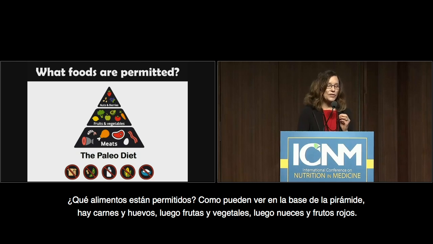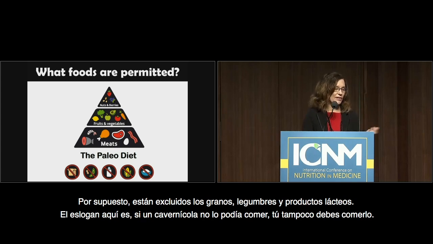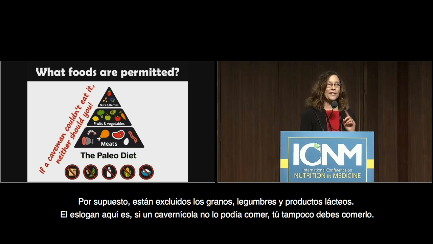And so what foods are permitted? Well, you can see the base of the pyramid, the meats there, meat and eggs, and then fruits and vegetables, nuts and berries. And of course, excluded are grains, legumes, and dairy products. So the slogan here is, if a caveman couldn't eat it, neither should you.